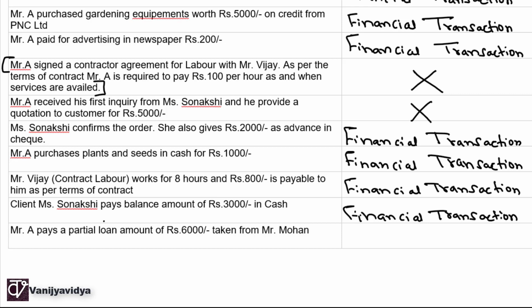Then Mr. A pays a partial loan amount of 6000 taken from Mr. Mohan. So there was a first transaction wherein he had taken a loan from Mr. Mohan. So now he has paid a partial amount of loan. That is, there is an obligation of Mr. A to pay 6000 to Mr. Mohan. So this is also a financial transaction. So accordingly, we have to identify whether a particular transaction is a financial transaction or not.